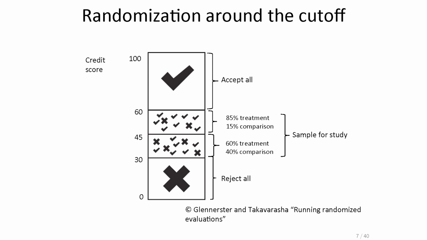But the point is that you still have randomization there. And here you have two strata, one stratum above 45, one below 45, and that's your study sample. So this randomization around the cutoff, or randomization in the bubble, has become quite popular because it works well with partners who can continue to do their business and get information precisely where there is a lot of uncertainty for them.